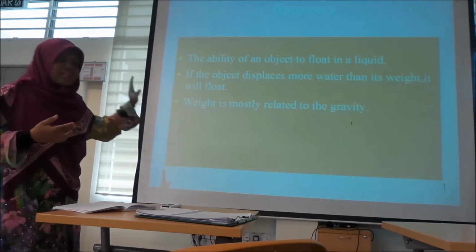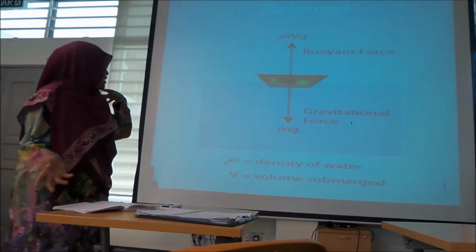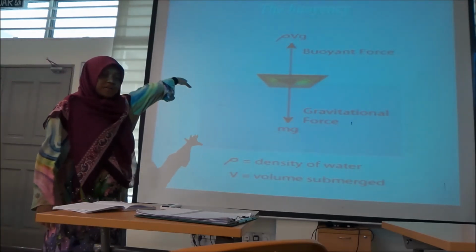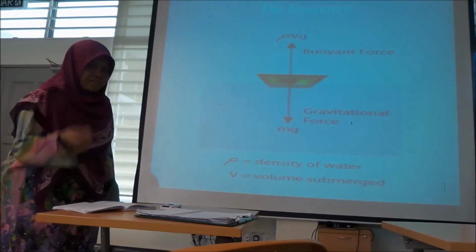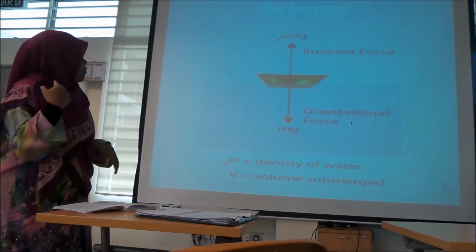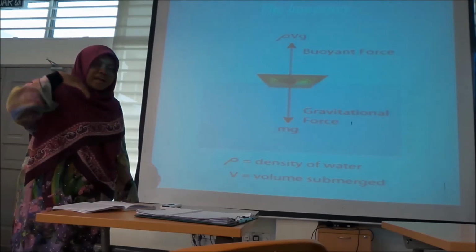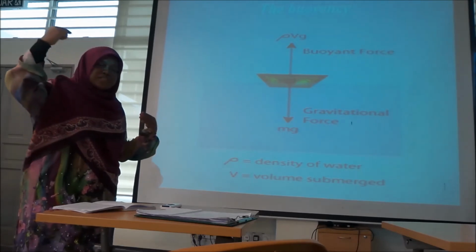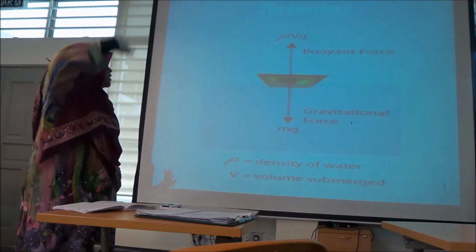So what is mostly related to gravity? Next. This is the further explanation about buoyancy. This is an example of a ship. A ship floats on the surface of the water, right? Buoyancy also has a force like gravity. Gravity has the gravitational force, and buoyancy has the buoyant force. The buoyant force is upward, and the gravitational force, like I said in the previous explanation, is inward to the center of the earth, and the buoyant force is upward out of the liquid.